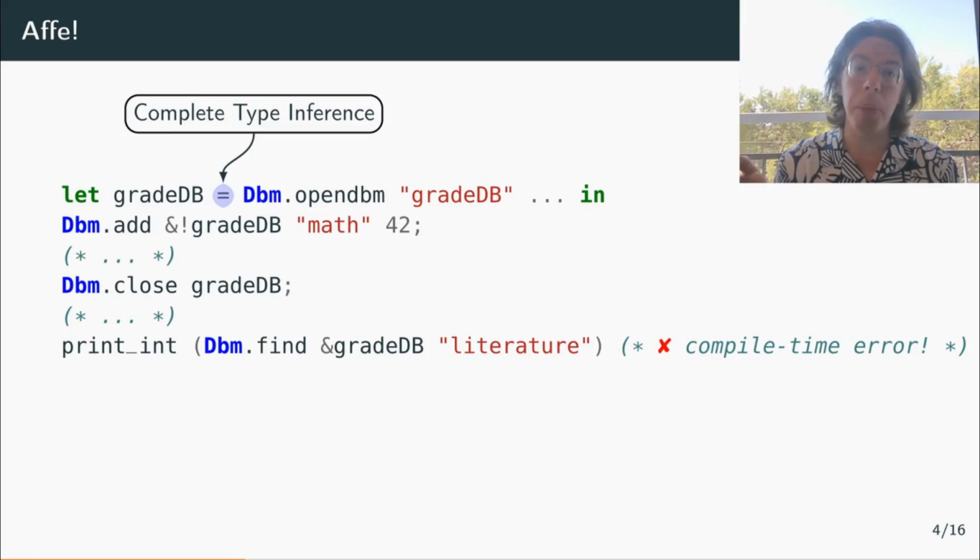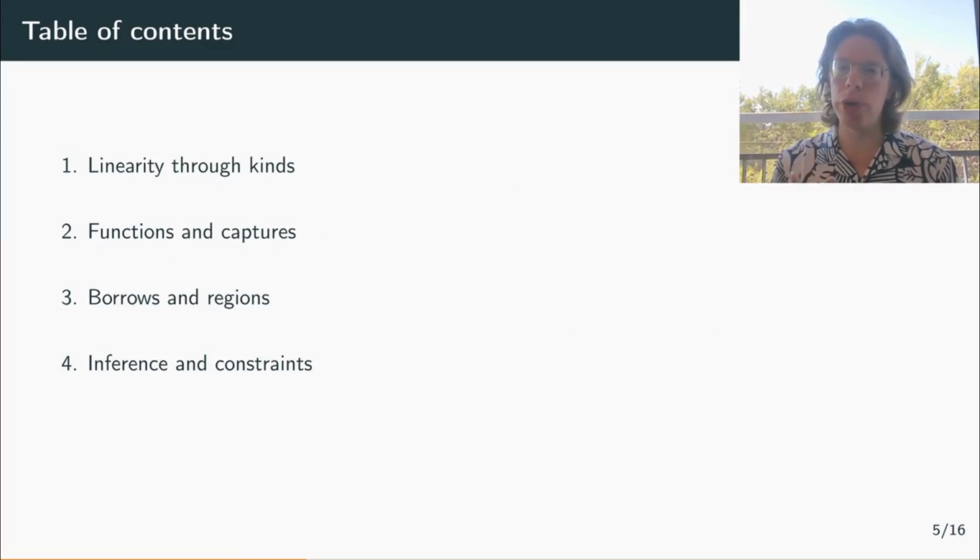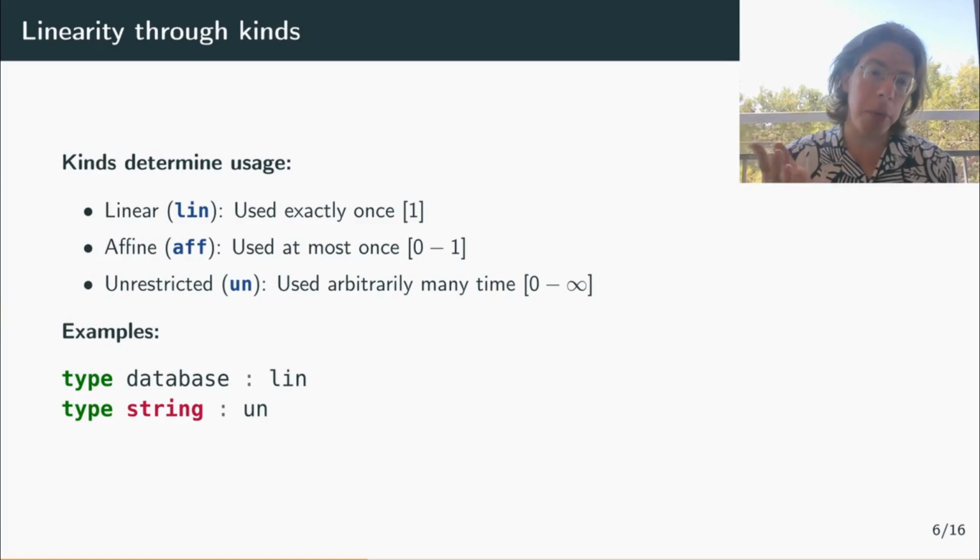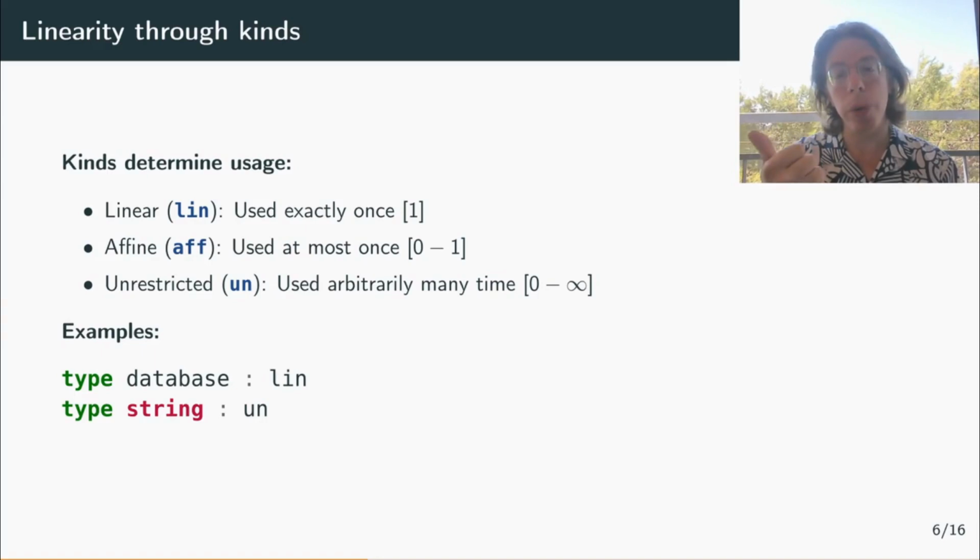To present AF, I'm going to go through various of its features, and I'm going to start with linearity. As I said before, kinds determine usage. We have three kinds: linear, a resource must be used exactly once; affine, a resource must be used at most once, so zero or once; and unrestricted, the object can be used arbitrarily many times, from zero to infinity.